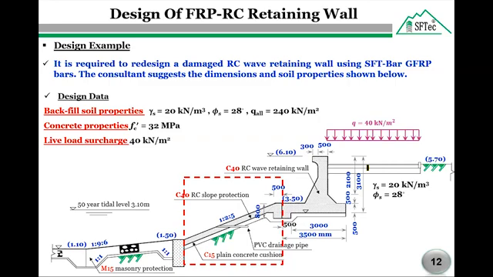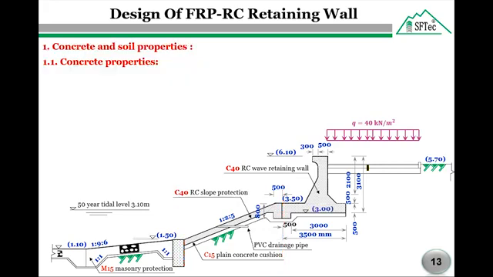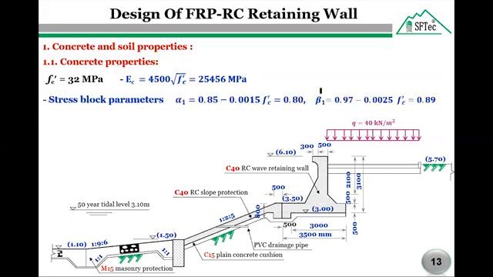As per the design codes CSA A23.3-2014 and CSA S806-2012 where applicable, the first step is to calculate some properties related to soil and concrete. As given, the concrete compressive strength equals 32 MPa, so the elastic modulus is simply 4,500 times the square root of the concrete compressive strength. The stress block parameters alpha 1 and beta 1 can be calculated using these two equations. So alpha 1 equals 0.8 and beta 1 equals 0.89.